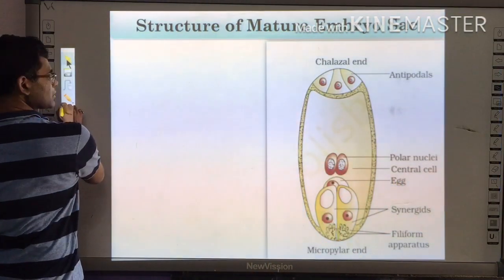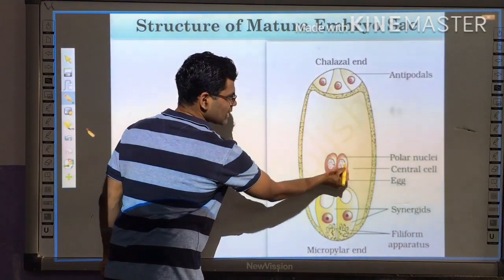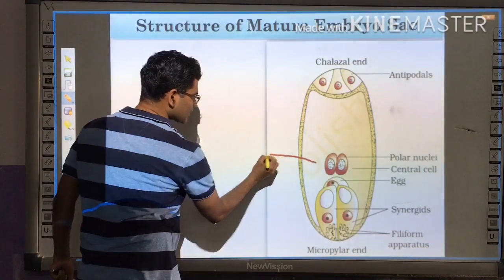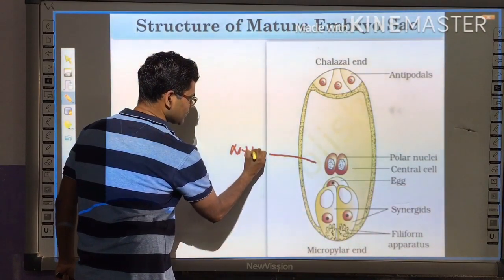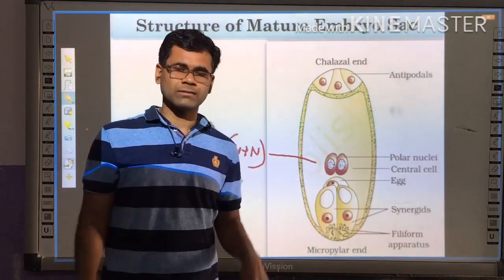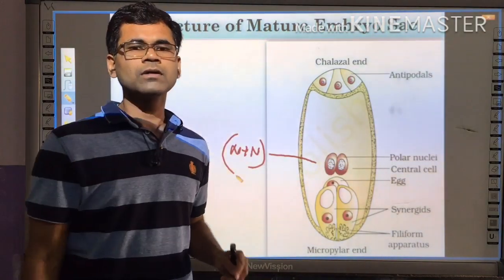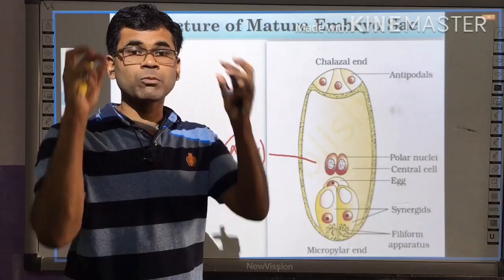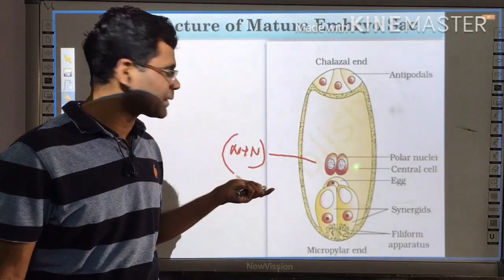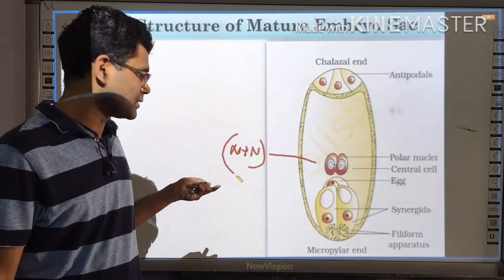Okay. Next, the second important part is the polar cells, the central cell. The central cell has two nuclei, as you can see, two very distinguished nuclei, and hence it is termed n plus n. Don't term it as 2n. Don't apply mathematics, n plus n equal to 2n. No, wrong. It is n plus n. Why? Because both the nuclei have not fused together by this time. Both nuclei are separate. So the genomic constitution is n plus n.